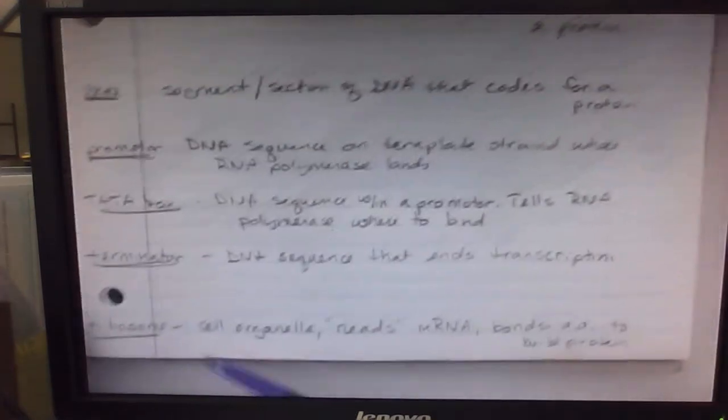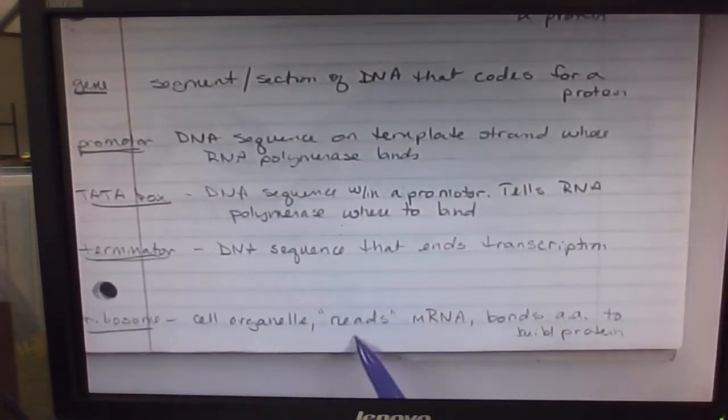And then the ribosome is a cell organelle. It essentially reads the messenger RNA transcript, reads the messenger RNA message, and it bonds amino acids together to build a protein.